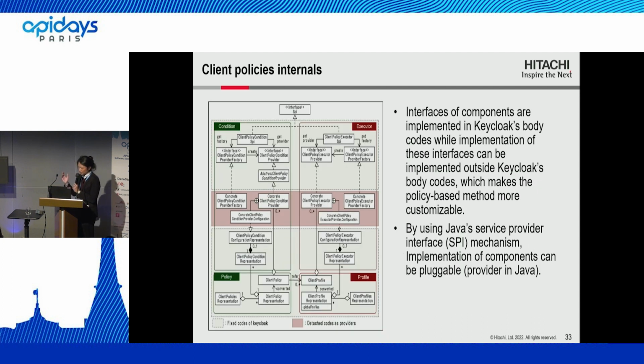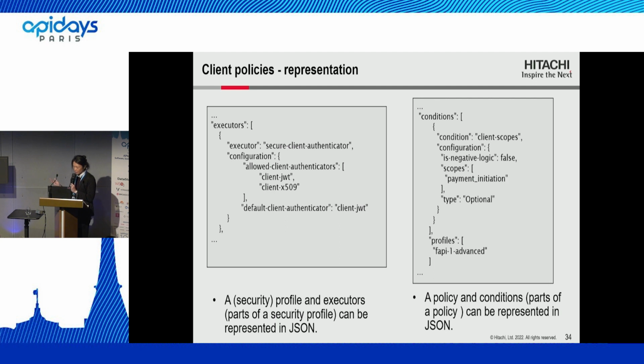These policies and profiles can be implemented as plugins, to say more precisely providers, in Java by leveraging Java's service provider interface (SPI) mechanism. Therefore, you can implement your own security profile or your own policy without modifying Keycloak's source code. Therefore, I think it's very flexible and customizable for supporting security profiles. These client policies and profiles can be represented in JSON format like this.